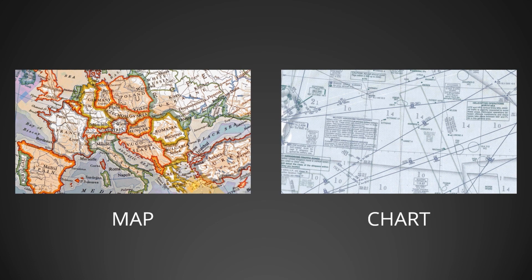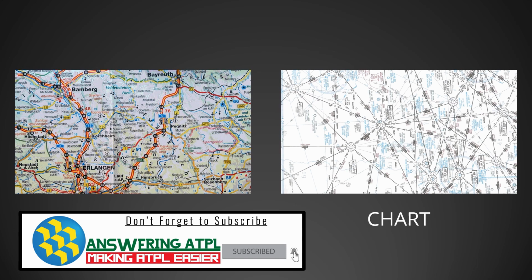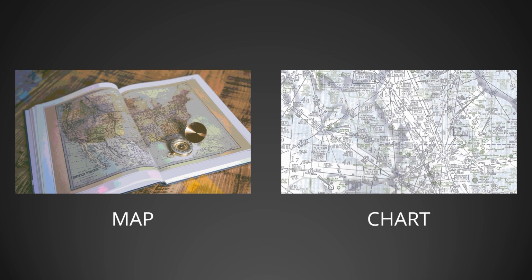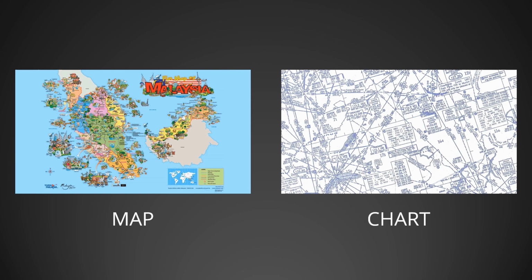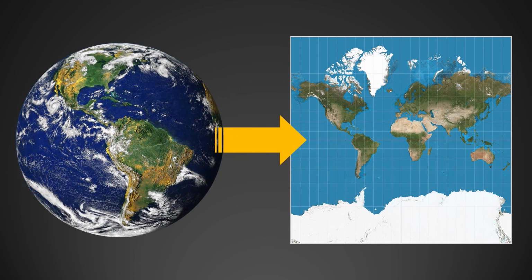A map or chart is the representation of the Earth's surface. A map usually contains many details, whereas a chart is less detailed but has enough features for navigation. In this video, the usage of both words is interchangeable. The process to transfer the Earth's surface information onto a flat piece of paper is known as projection.